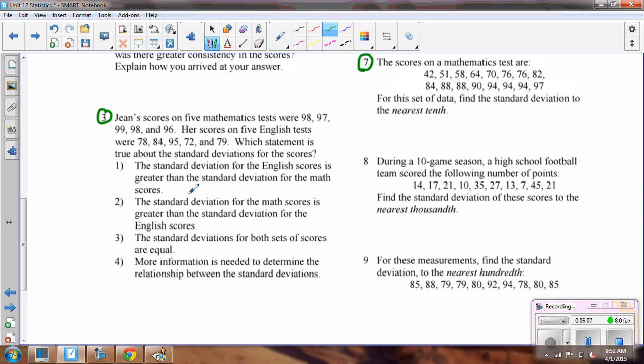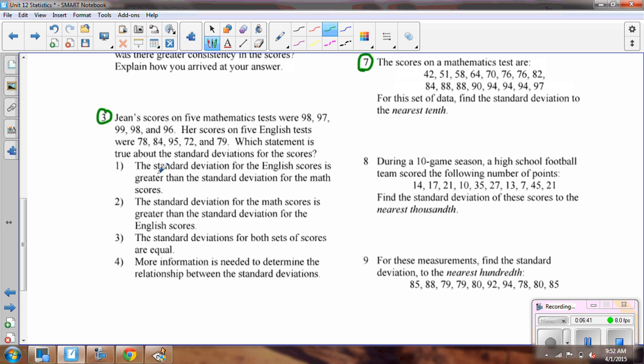Remember that standard deviation is a measure of spread, and that the higher the standard deviation is, the further spread out your information is. So if we're looking at Jean's math scores, she has between a 96 and a 99. Those are very close together. That means her standard deviation here is going to be very, very small because the spread is small. If you look at her English scores, we go from a 72 to a 85. Her standard deviation is going to be larger than it was for her math scores because her data is more spread out. So what is true?